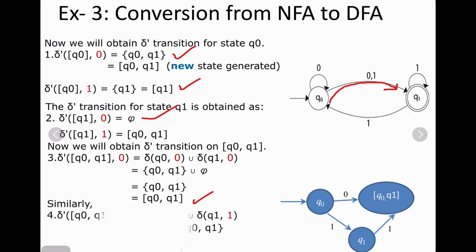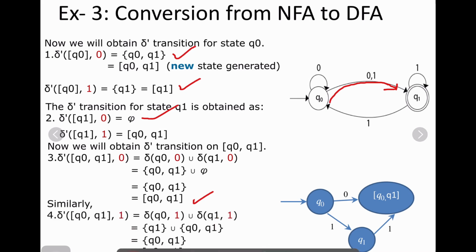So it will go to the same state. Again it will go to the same state, right? So on 1 also. Now there is no more new state. You have to stop the process and decide which is the final state.